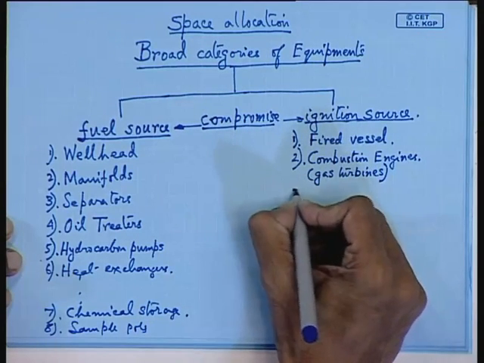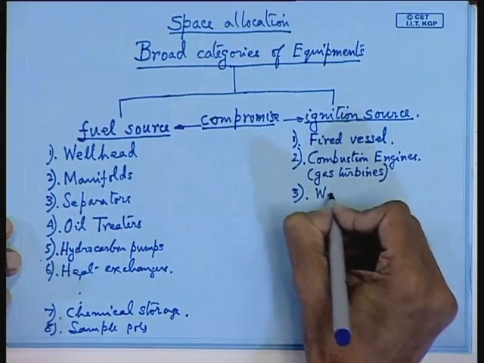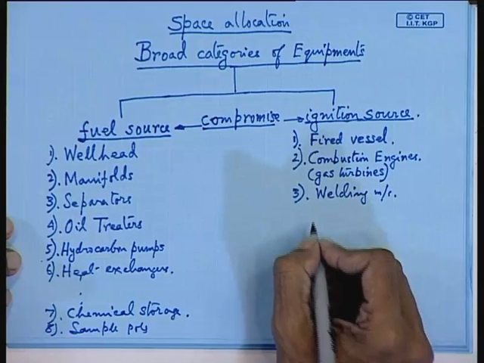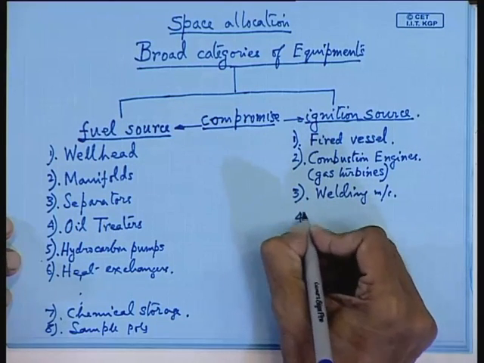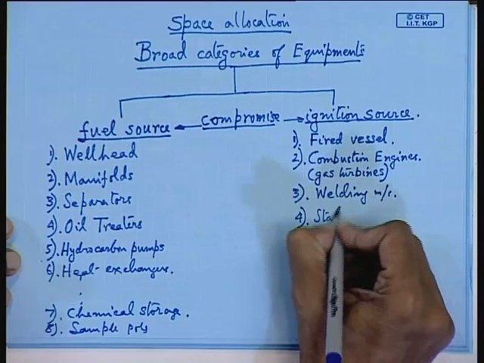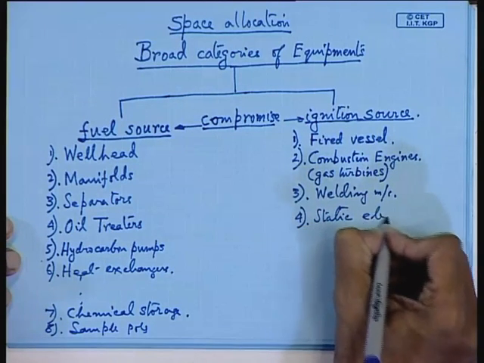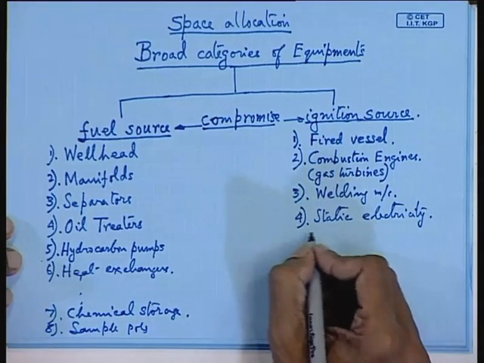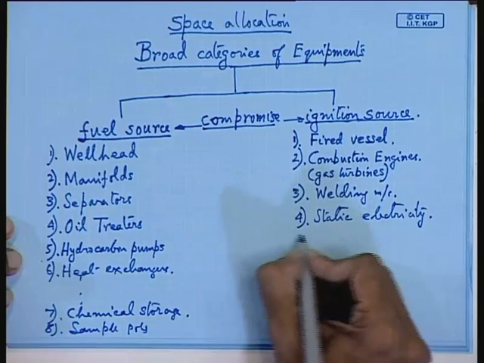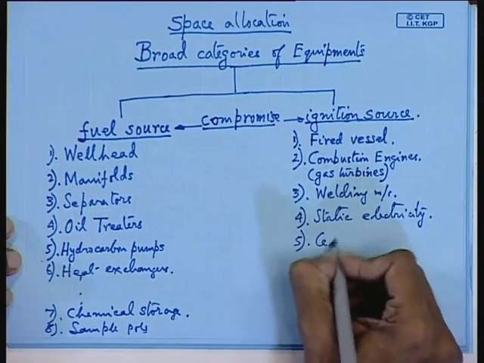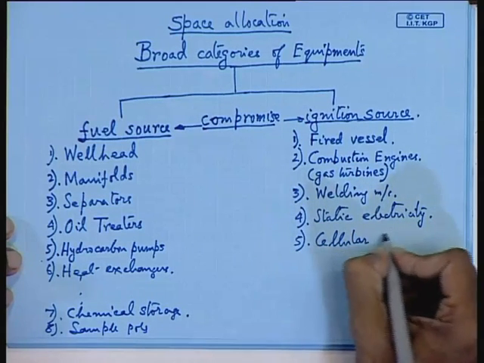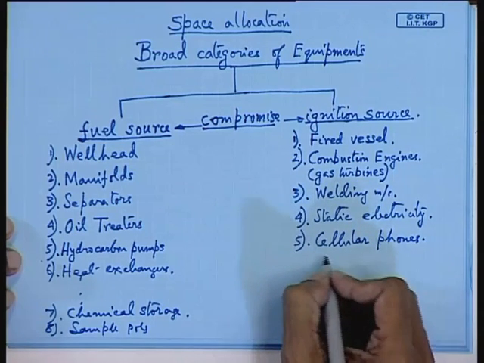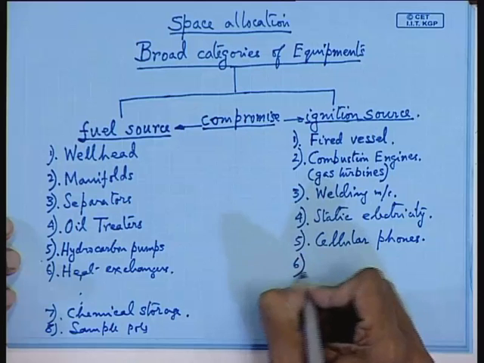So, number 3, you may have welding machines. Like this you have static electricity. Static electricity is another potential source of fire. That means you are having sparking. Then you have cellular phones, flashlights, etc. If you go to a petrol pump, they will say that you switch off your cellular phone. Similarly, here also cellular phones are not to be used, nor flashlights.